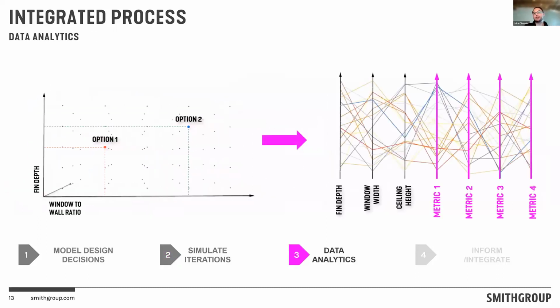Once we have that data, we usually use the parallel coordinate plot, the spaghetti junction, as Reinhardt calls it, over here, where we have the inputs in black. So we're looking at that fin depth again, maybe that window width and that ceiling height. And then we can start looking at that with all our different metrics. And these can be open for whatever metrics that your specific project is interested in.